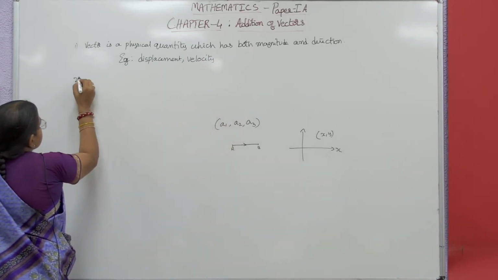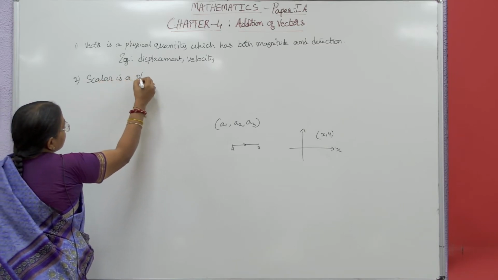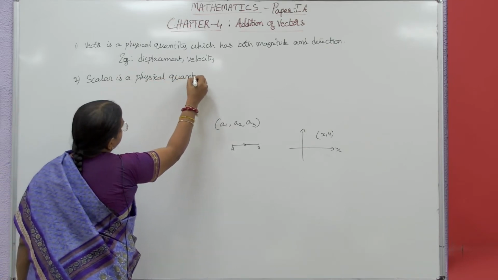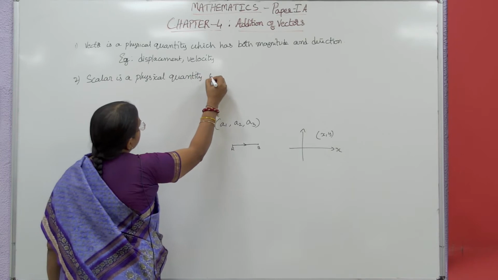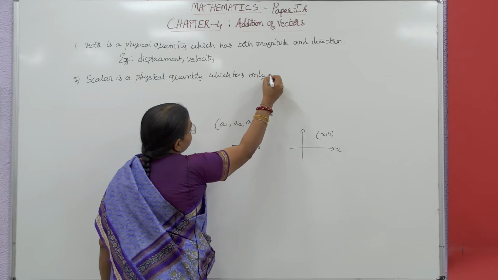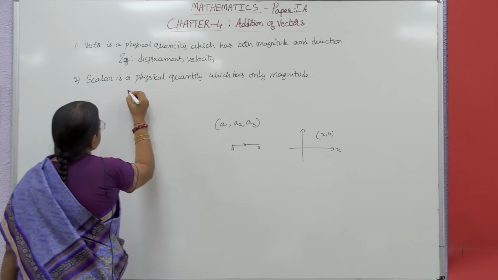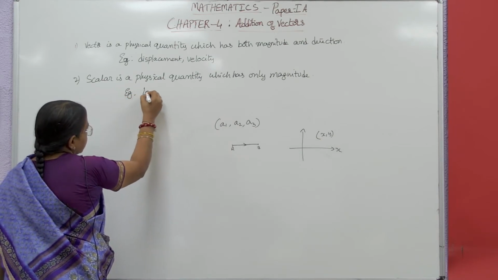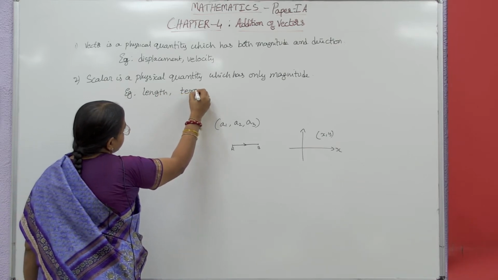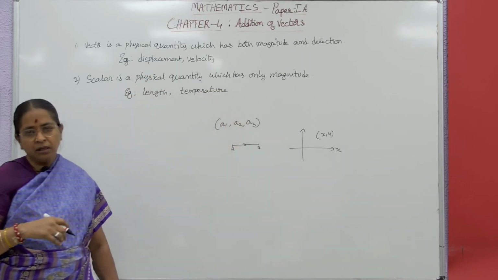Okay, now next is scalar. Scalar is a physical quantity which has only magnitude. Examples are length, mass, temperature. So these are the scalars.